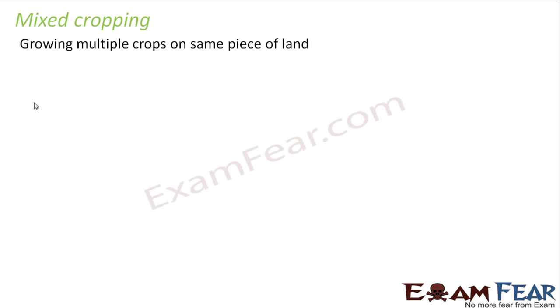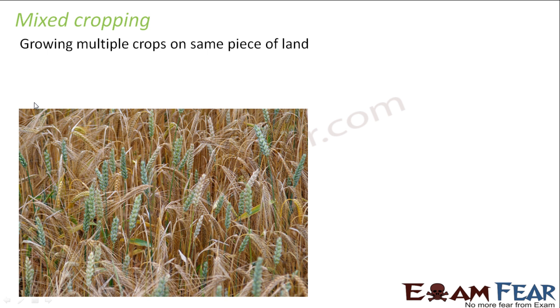That means different varieties of crops are grown on the same piece of land. Look at this example. Here you can see these are wheat, and here you can see these are barley. So both barley and wheat are grown together in the land. Not only barley and wheat, but any other combination like wheat and gram together, or groundnut and sunflower together. So two crops grown together on the same piece of land, that is known as mixed cropping.